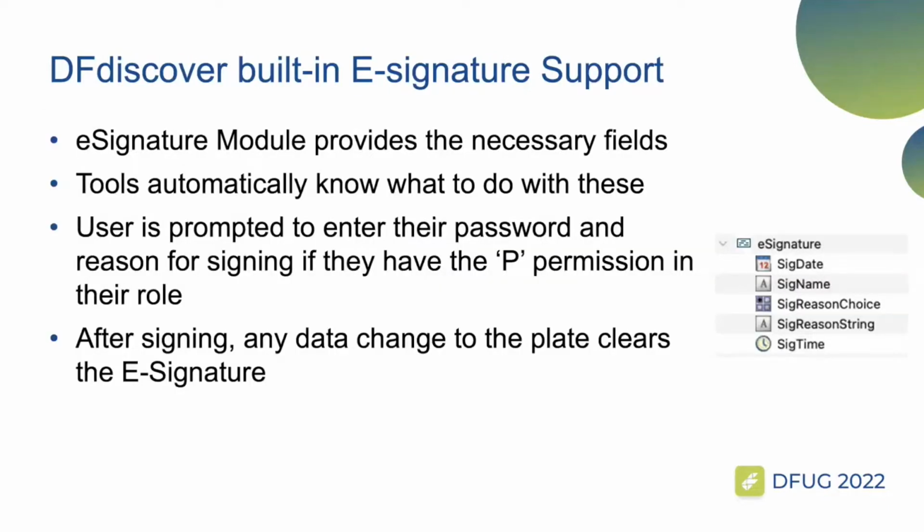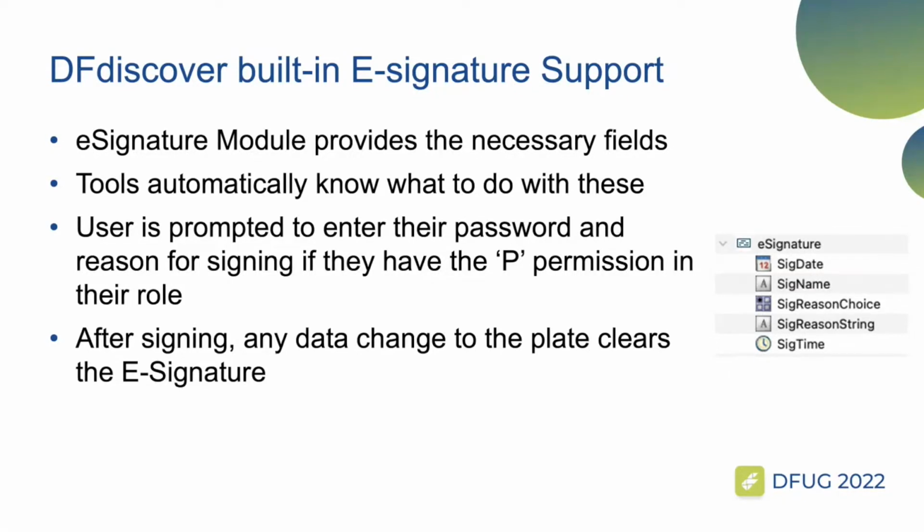So the built-in DFdiscover e-signature support has been there since probably 2014 or so. There's an e-signature module that provides all the fields, and you can see it up on the right-hand side there. So you have the date, you have the name of the person, then you have two choices for reasons. One's a choice field, and the other one's a string field where you can type in custom messages, and then the time. So the tools automatically know what to do with these fields.